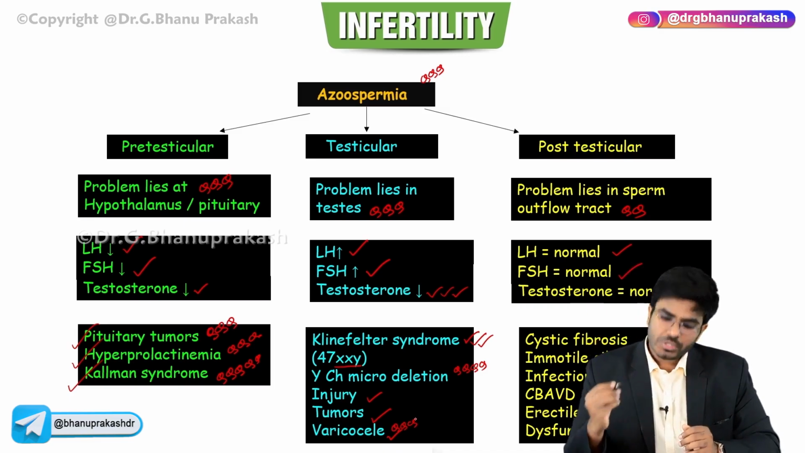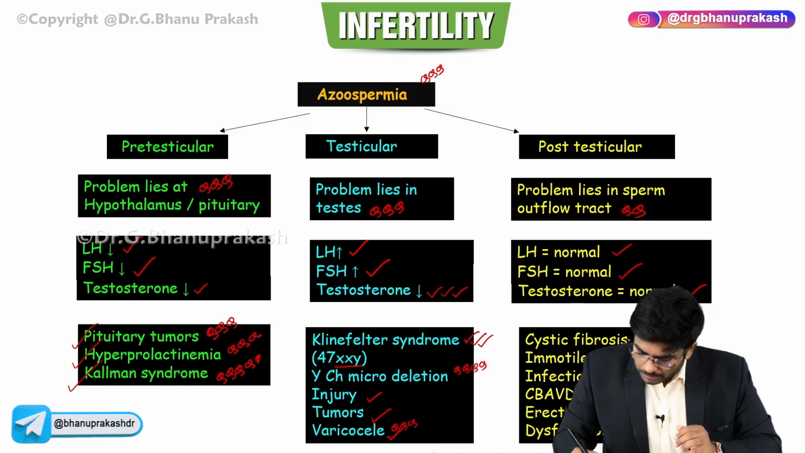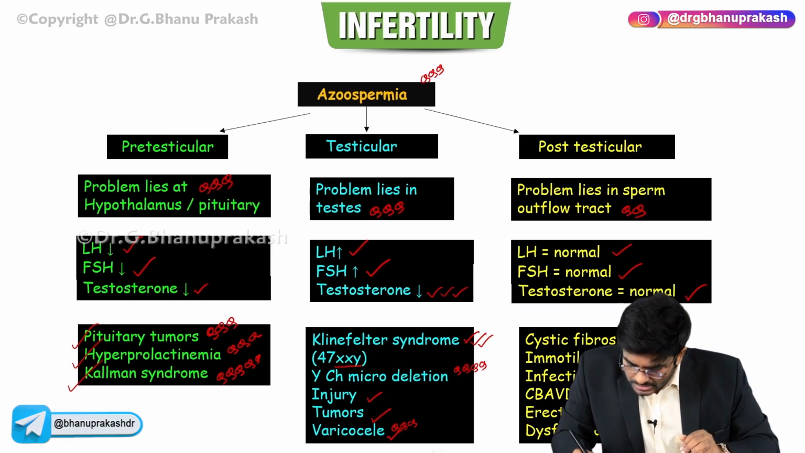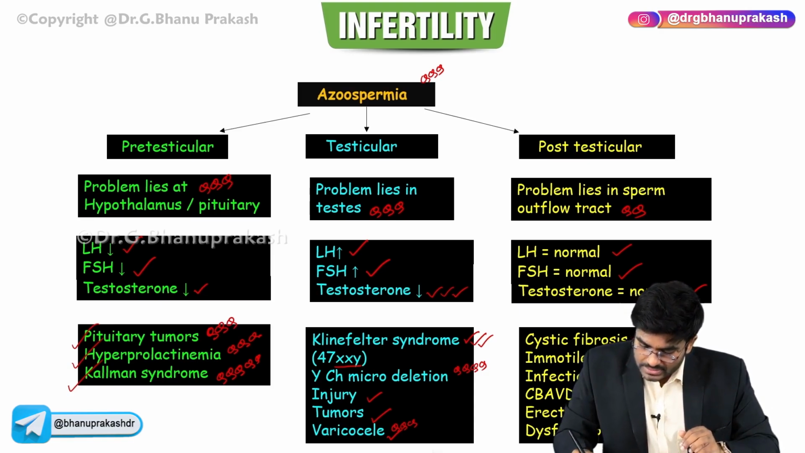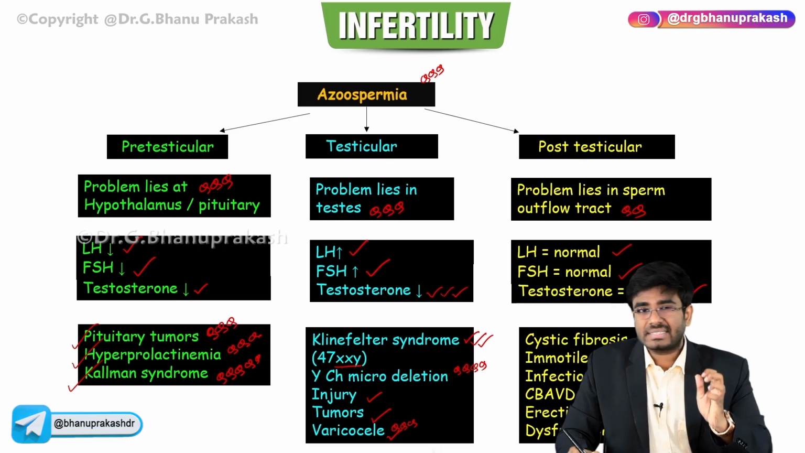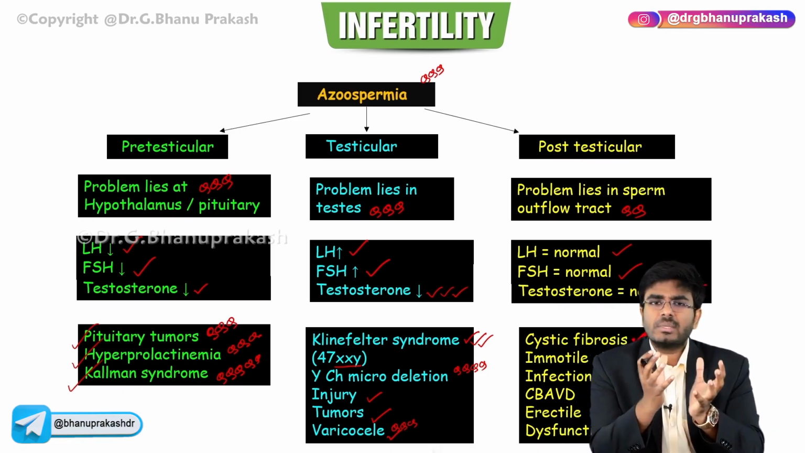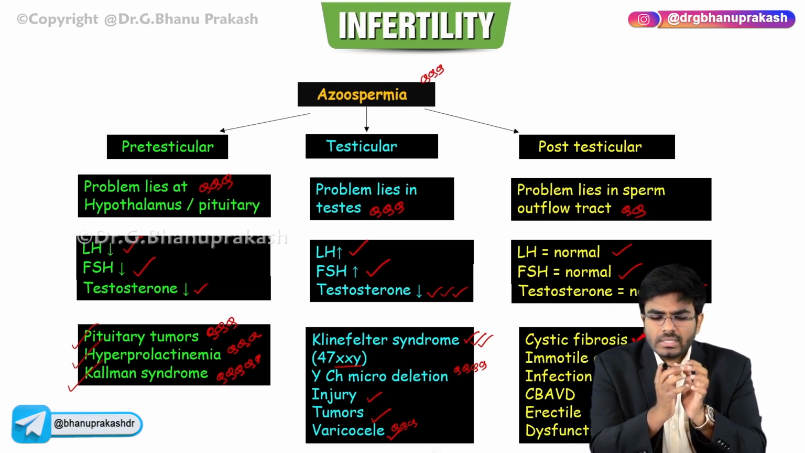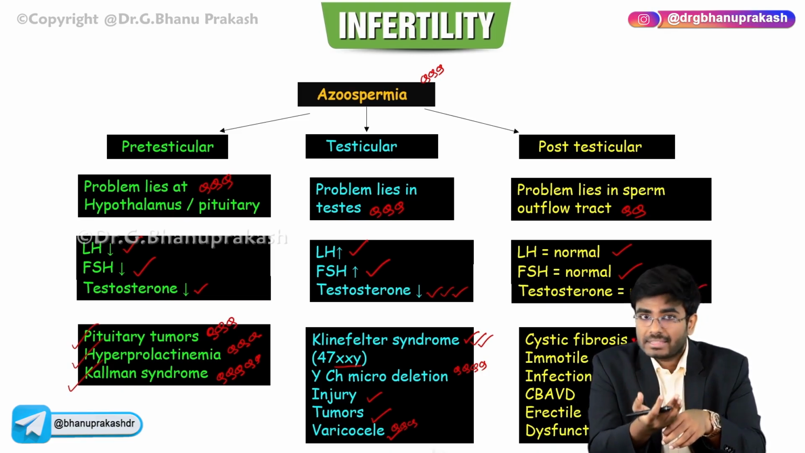If I am talking about the post-testicular causes, guys, please concentrate here. I hope you can see this. Cystic fibrosis, we have already studied. It's because of the CFTR gene mutation. Salty babies will be there. There will be thick secretions. So even sperms are nothing but the secretion. Semen is a secretion. So here the secretions will be very thick and they will block the sperm pathway.